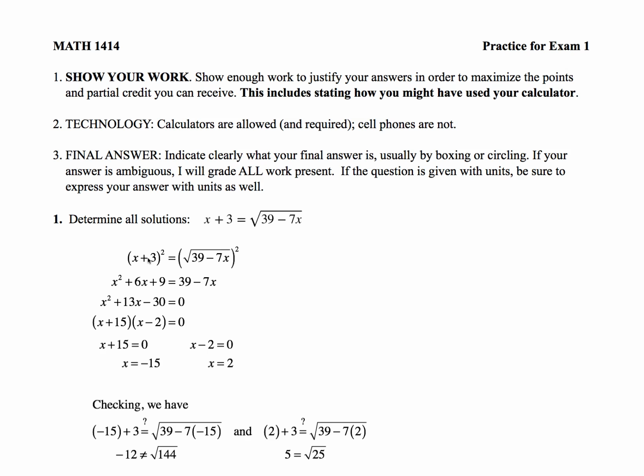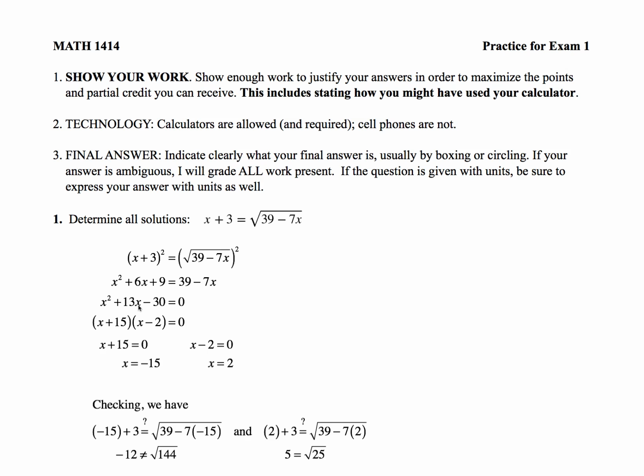And when we square the left side, x plus 3, that is a perfect trinomial square. Square the first, x squared, plus the first times the second times 2, which is 6x, plus the square of the second term, which is 9. And when we subtract 39 from both sides, we get negative 30. And when we add 7x to both sides, we get 13x.